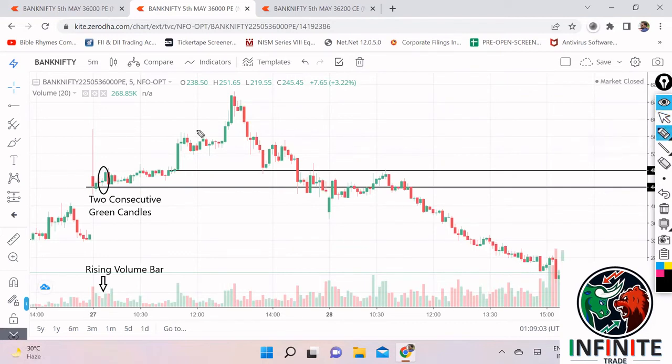What you need to understand here is this is the put option, the 36,000 put option. This is the day when I took a trade on the put side. This was Wednesday, if I am not wrong, because this was prior to the expiry day. So this is what I looked at. We got two consecutive green candles here. So for me, I'll take this candle's low or this candle's low, and I'll decide that this is the low that should not be broken for the next 30 minutes.